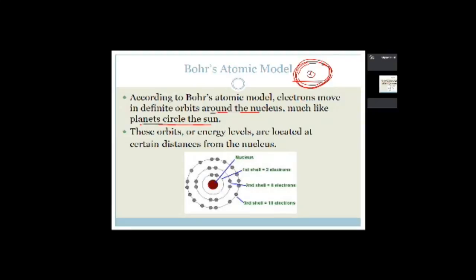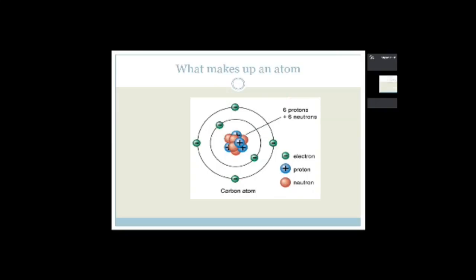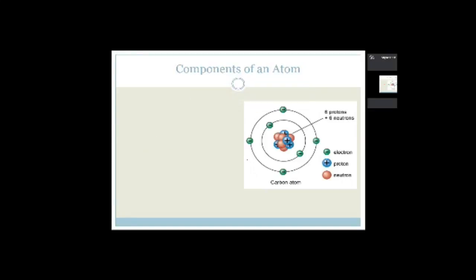Now, the atom. That was Niels Bohr's model, and that's what we're going to be talking about when we talk about the structure of the atom. So an atom, and this is a carbon atom, is made up of a center called the nucleus. The nucleus has protons and neutrons in it, and the electrons are found in orbitals around the nucleus.